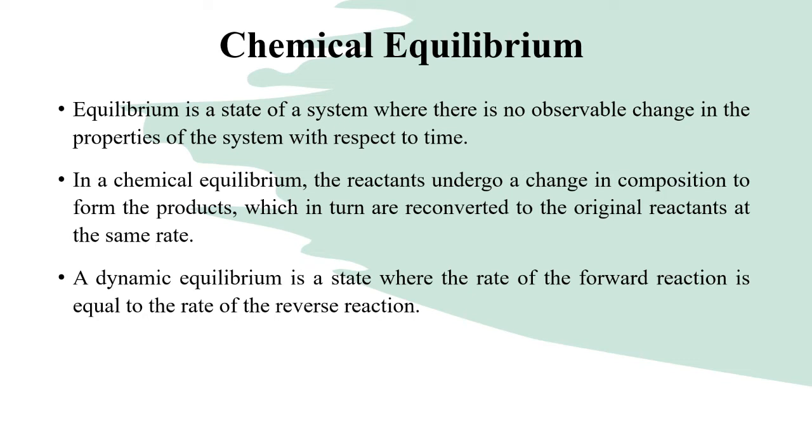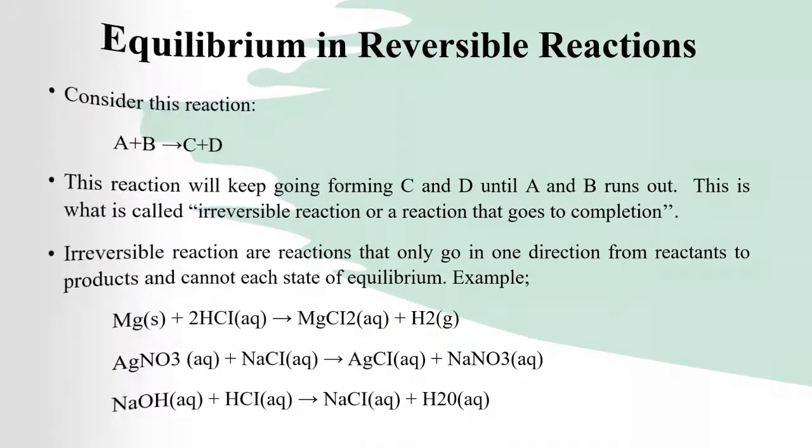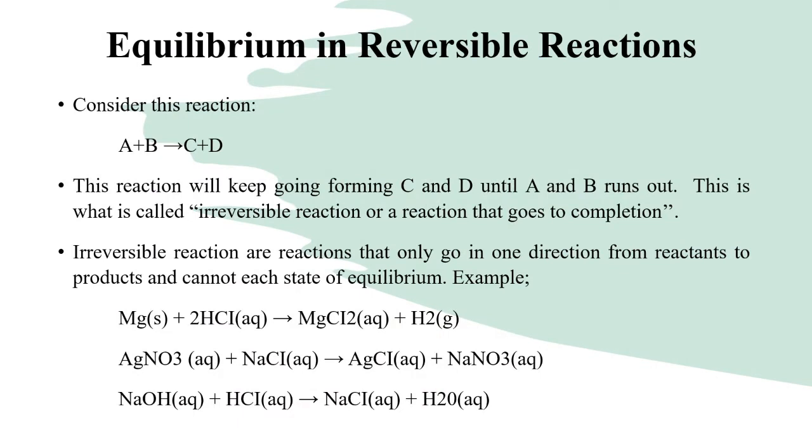A dynamic equilibrium is a state where the rate of the forward reaction is equal to the rate of the reverse reaction. Equilibrium in reversible reaction. Let's consider this reaction. When A reacts with B, it gives us products C plus D. The reaction will keep going, forming C and D until A and B run out. This is what we call an irreversible reaction, or a reaction that goes to completion.